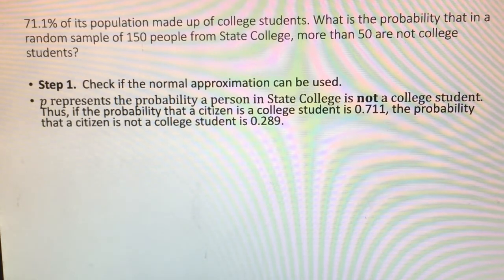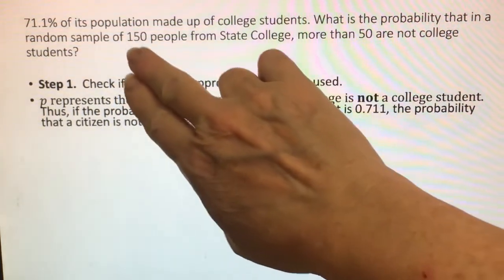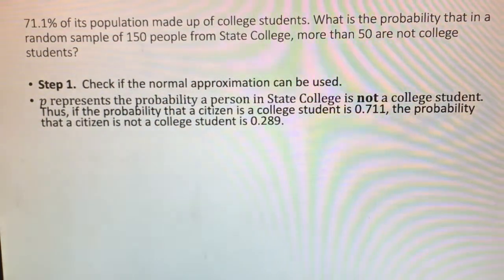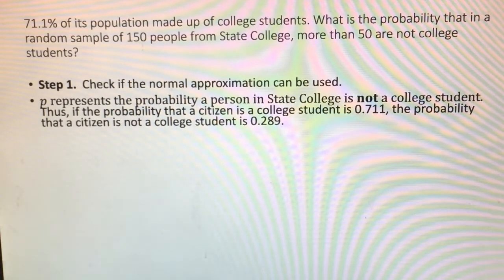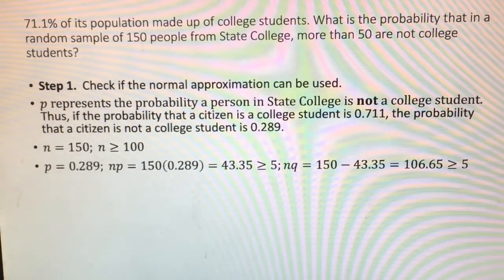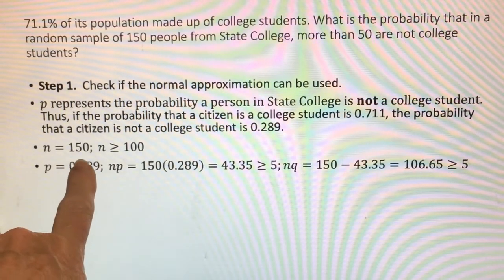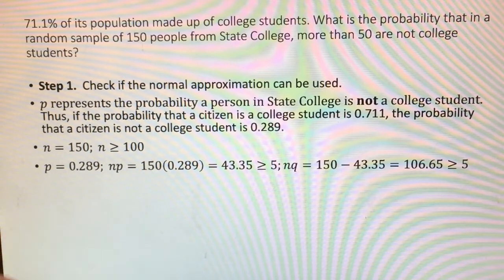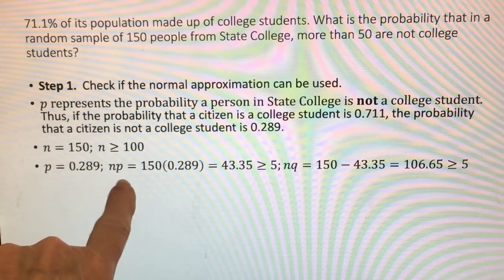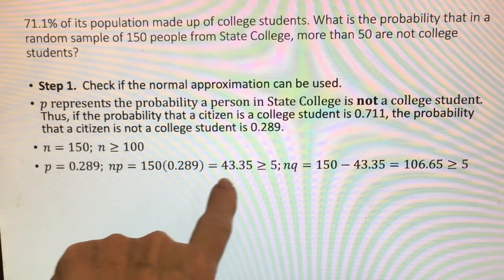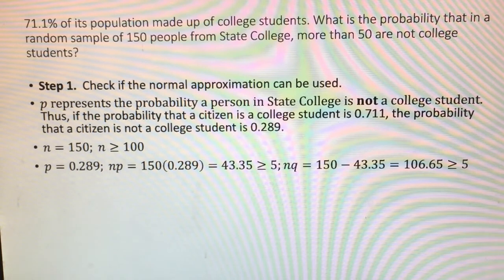Now we've got to see, are we going to make the cut here? Because we have a large N, remember, we have 150 people that are being sampled, so we might make it over the 5 here. Let's look at the next one. N is 150 and N is greater than 100. So that was our first qualification. And then P is 0.289, and N times P is going to be 43.35, which is greater than 5.